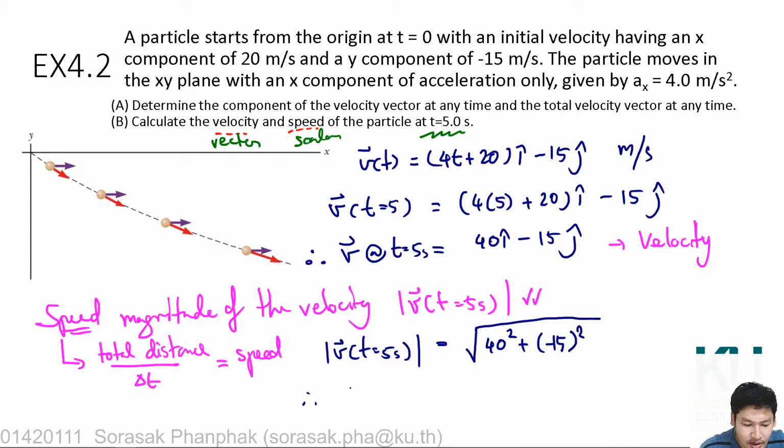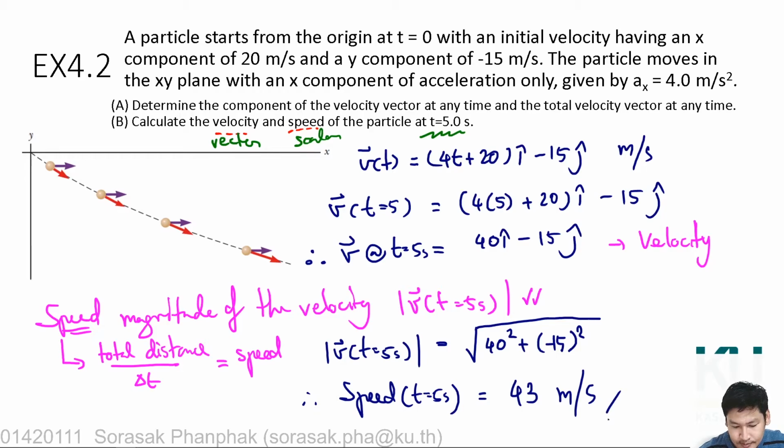So finally, you get the magnitude of the speed of this v at t equal to 5 seconds equal to 43 approximately. So it's not 42, sorry, 43 meters per second. Don't forget you need the unit as well. This is also meters per second. So this is your speed.